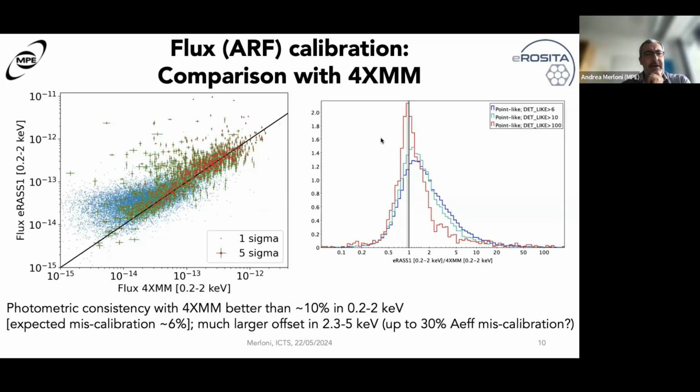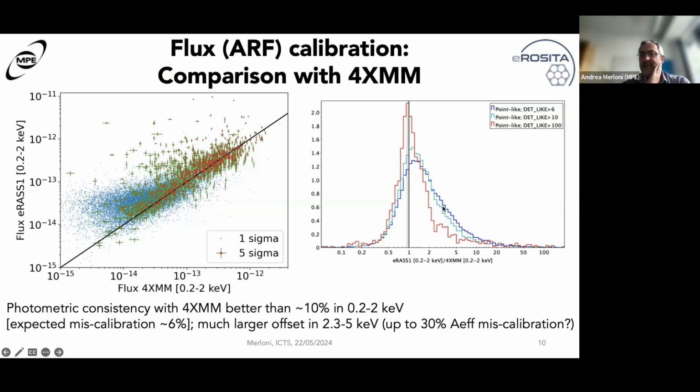And then finally, about flux calibration, this is a little bit more complicated because it's very hard to calibrate the effective area on ground, because you never reproduce the source at infinity that you have in space. But by comparing, for example, a large number of sources between eROSITA and XMM in a large catalog, of course, you have a lot of variable sources that scatter out.